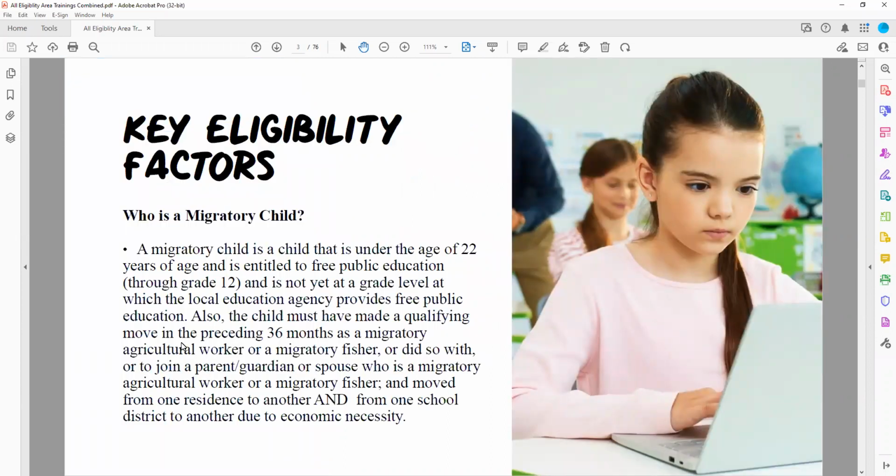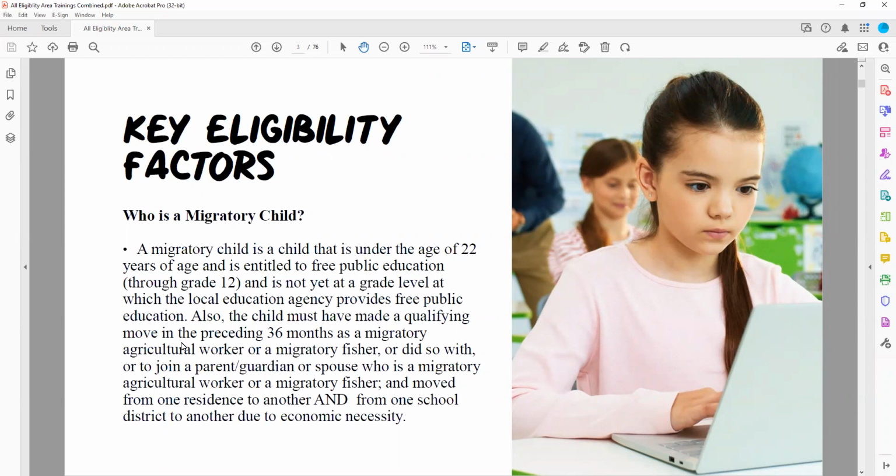A migratory child is a child who is under the age of 22, still eligible for free public education through grade 12, and is not yet at that grade level at which the local education agency provides free public education. So they haven't yet graduated. Also, the child must have made a move, a qualifying move, in the preceding 36 months. They need to themselves have been a migratory agricultural worker, or they needed to join one that's a parent, guardian, or spouse who is a migratory agricultural worker or a migratory fisher. And they also have to have moved from one residence to another and from one school district to another due to economic necessity. So you can review that and think that through.